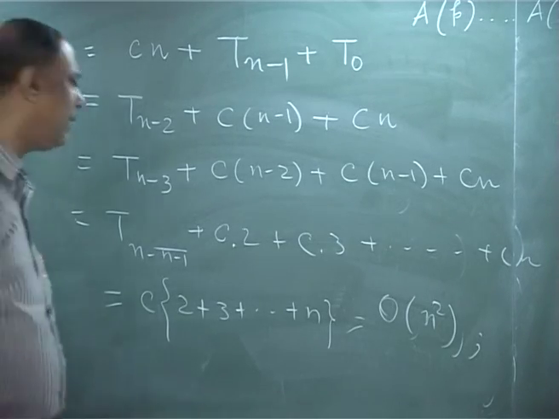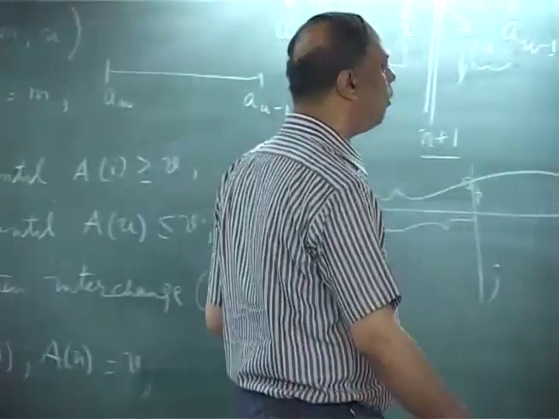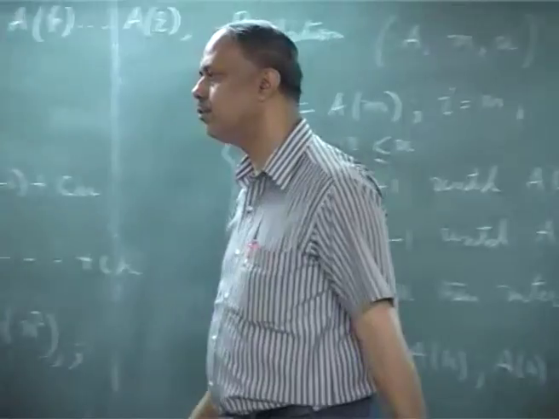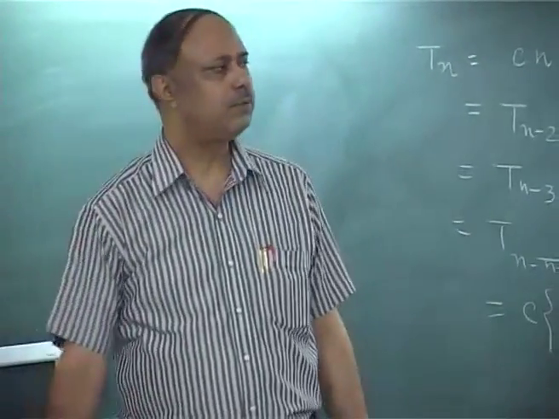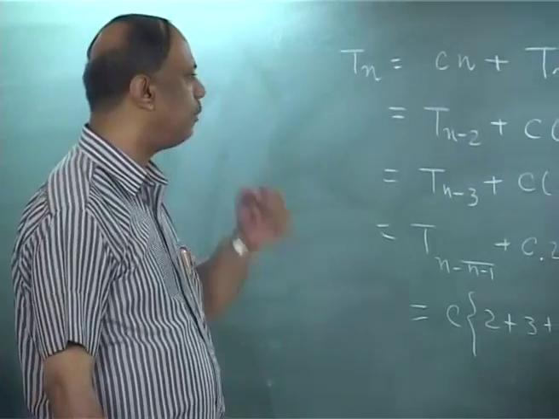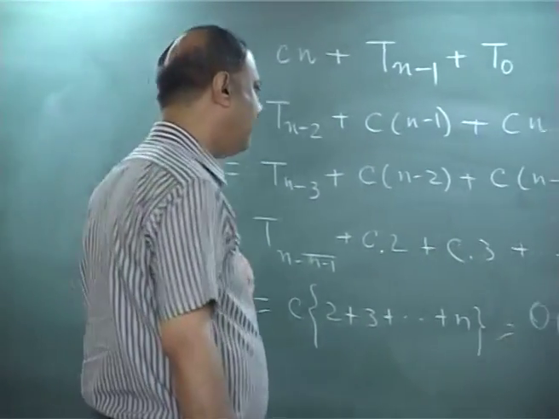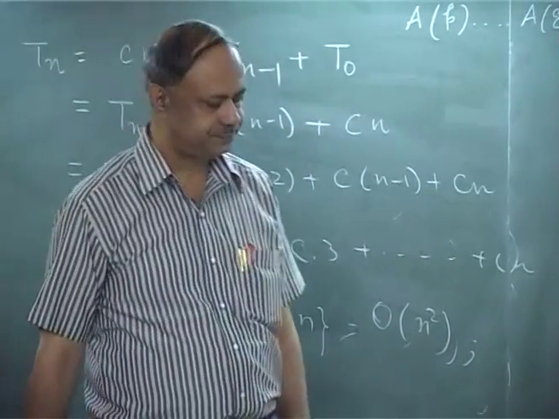Now in reality, what it means is that when the elements are in increasing order or decreasing order, you will find that the partition routine will not give you a good partition. It will find that on one side you have n minus 1 elements and on the other side you will not have any element. So the complexity in the worst case becomes order n square.